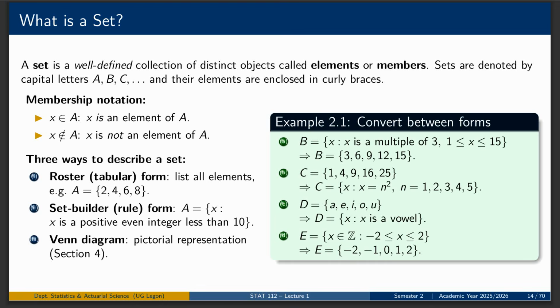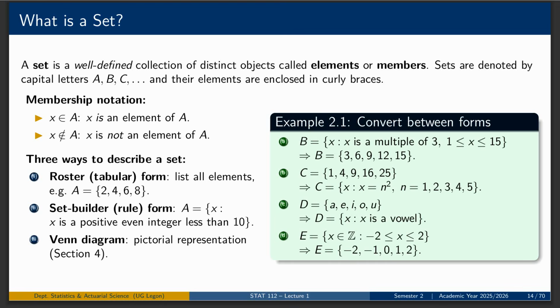Okay, we can also talk about a Venn diagram, and we'll look at that later on, which is a pictorial representation of this. We can convert from one form to the other. So, for example, if we say B is such that x is a multiple of 3, and x is between 1 and 15, then you should be able to list all of them.